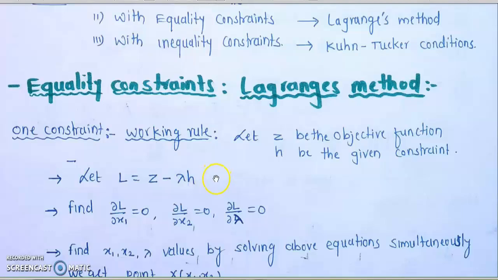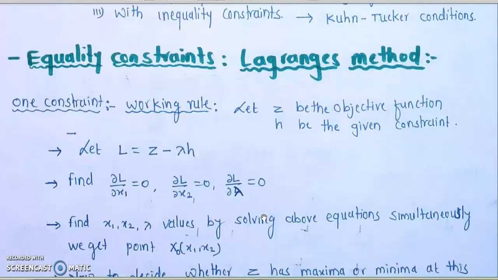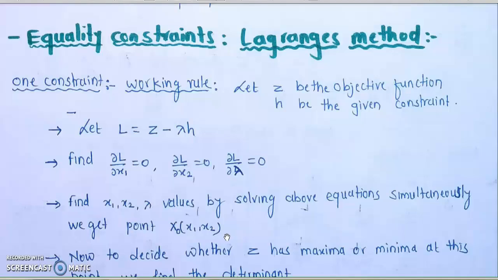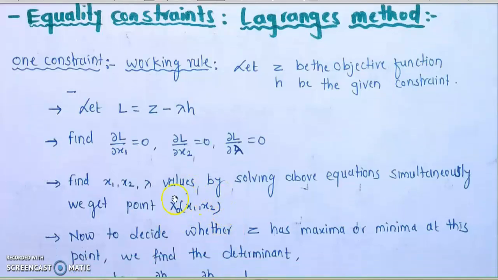Now this equation should be differentiated partially three times: first with respect to x1, second with respect to x2, third with respect to lambda, and equate them to 0. You'll get three equations in x1, x2 and lambda. If we solve them simultaneously, we get the values of those variables. So at x1 and x2 we get a point denoted by x0.